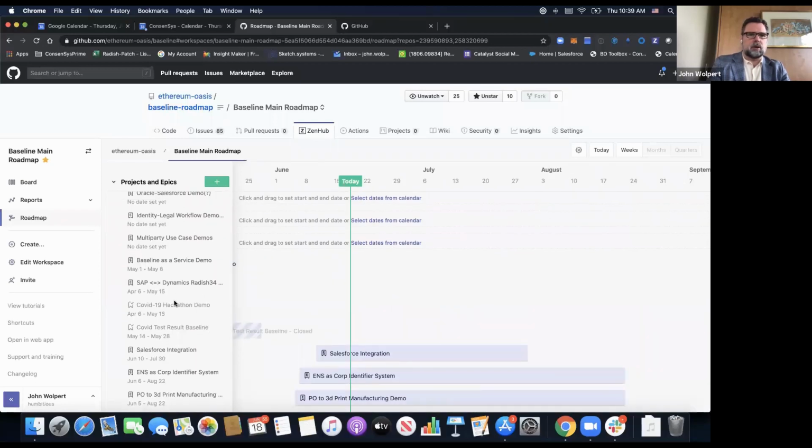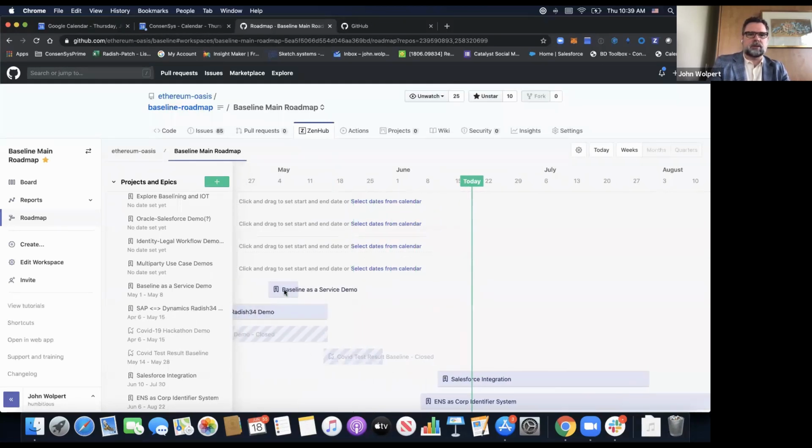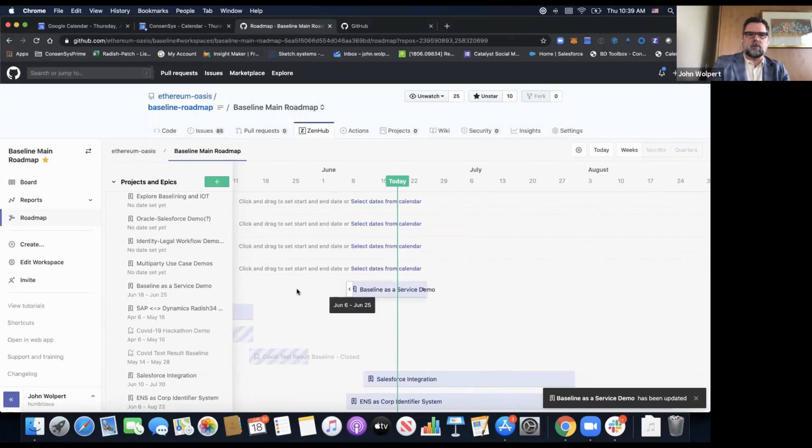The COVID-19 hackathon demo did occur, and they did not win, but they did compete in the hackathon. The SAP Dynamics Radish project obviously dropped and did very well. Baseline as a service, we're going to have to ask Kyle to update this, because it's really coming out here in the next couple of weeks as one of the things that will run after we launch the init core.